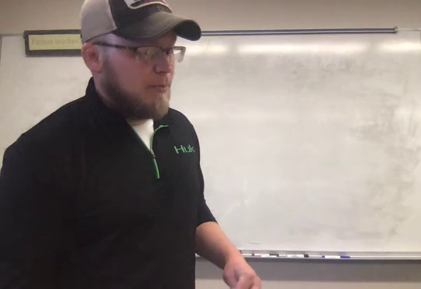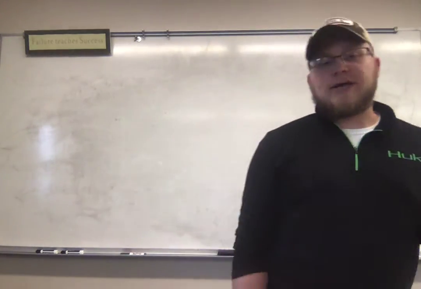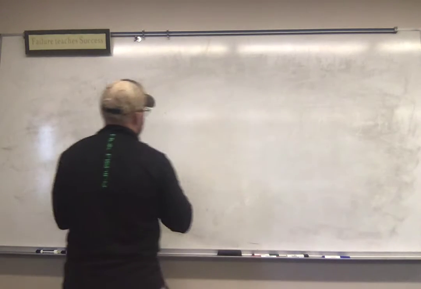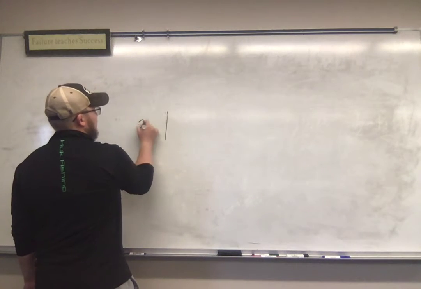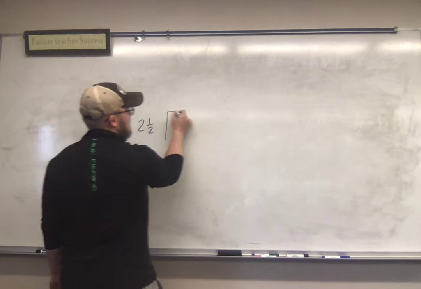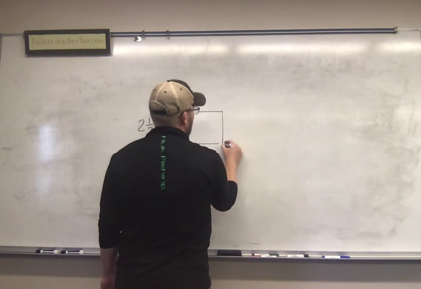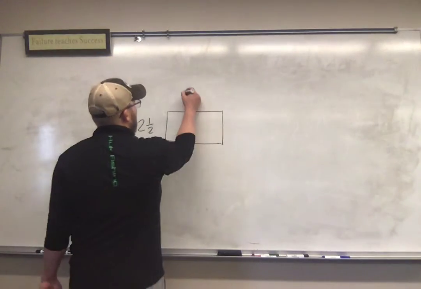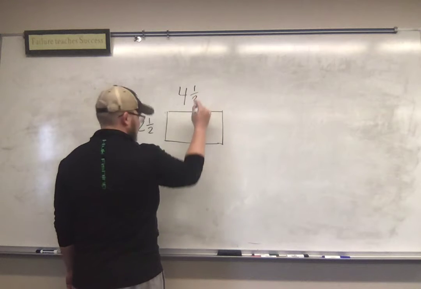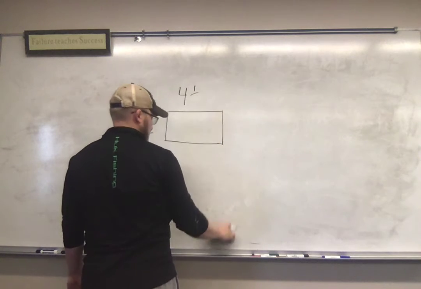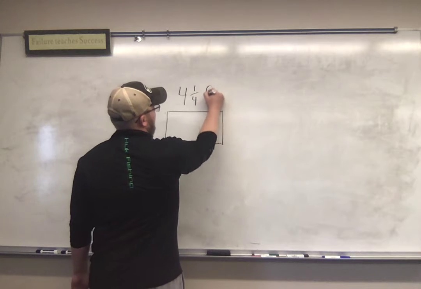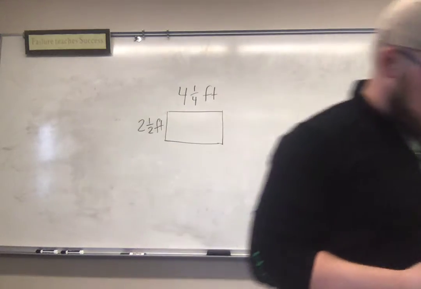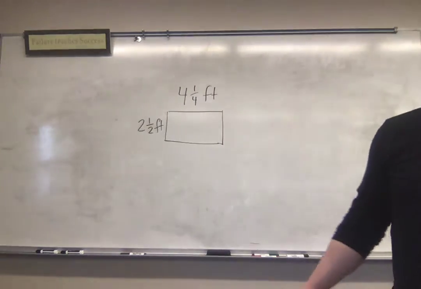If you go to the first example, it shows a rectangle, and the measurements are 2.5 feet by, I believe it's 4.25 feet. Yeah, it's 4.25. It wants you to find the area of those two. What is the total area of that?